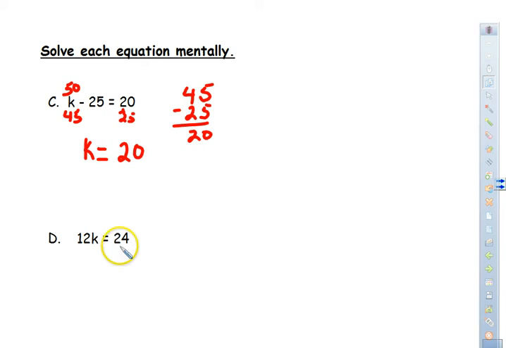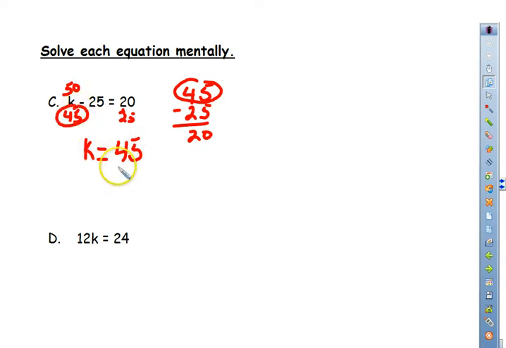Okay. Now I'm hoping that you're beginning to see some similarities between our answers. Whoops, I said that wrong. That equals 20. My answer, however, is 45. My apologies. 45 is your answer. That's what k equals. Okay?